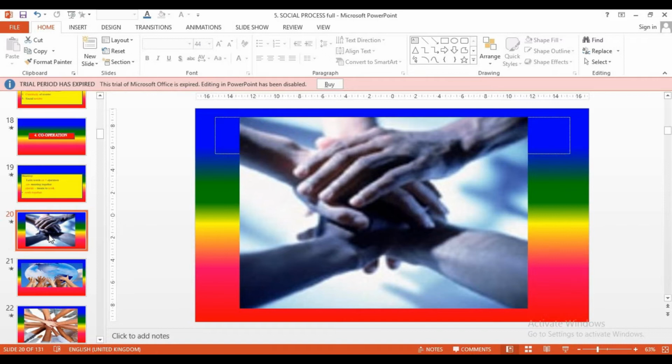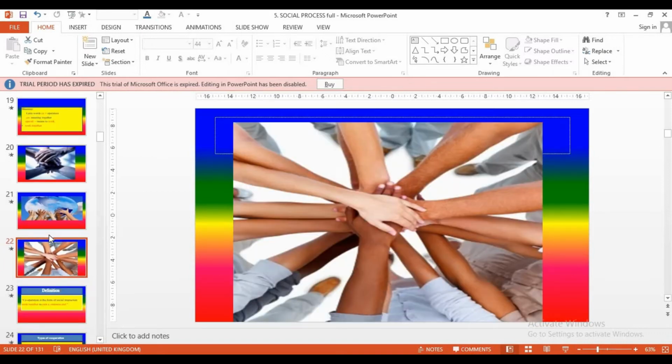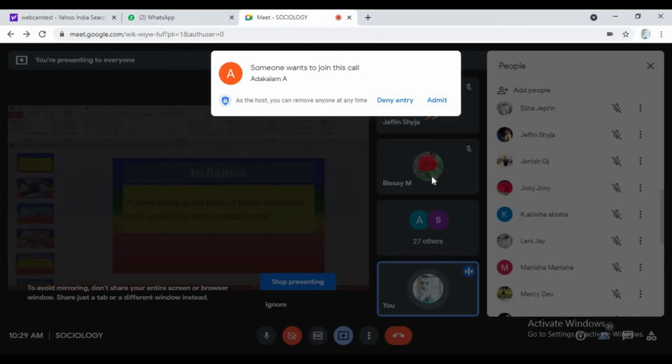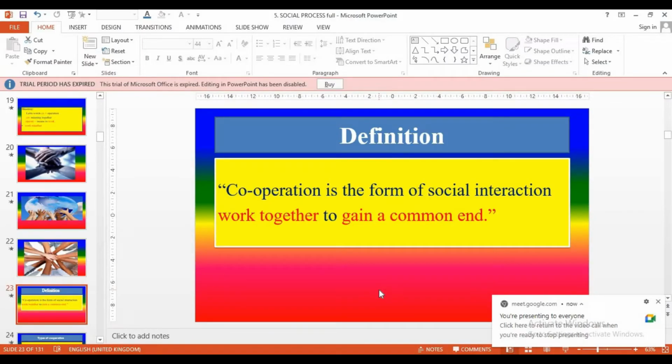Look at this, symbols of cooperation: hands joined with each other, protecting the environment together. So these are some symbols expressing cooperation. Then the definition: social interaction, working together to gain a common end. End means goals. Every group has different aims and objectives, and every individual has aims and desires, and they work together.